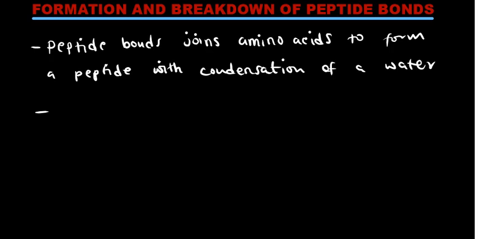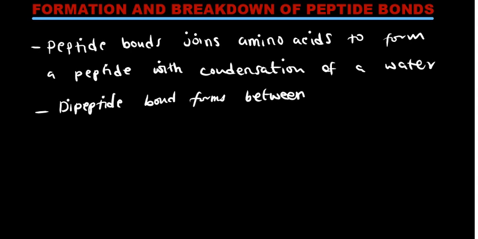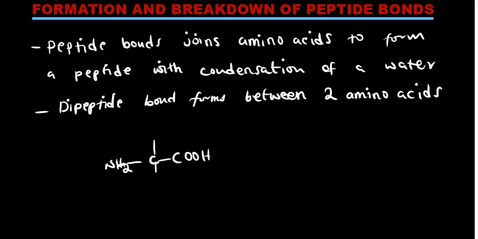So to form, for example, a dipeptide bond, a peptide bond forms between two amino acids. So we have two amino acids. Let's say for example we have this amino acid: C, O, H, N, H2.